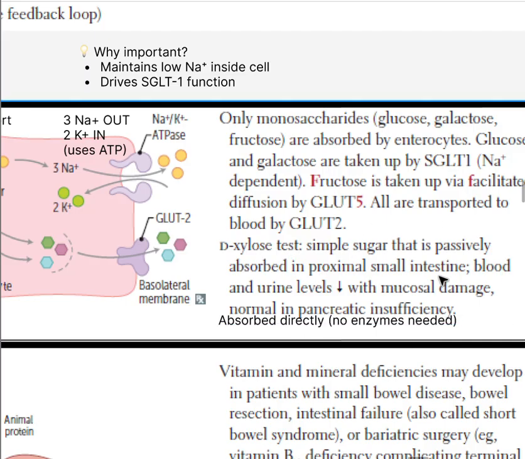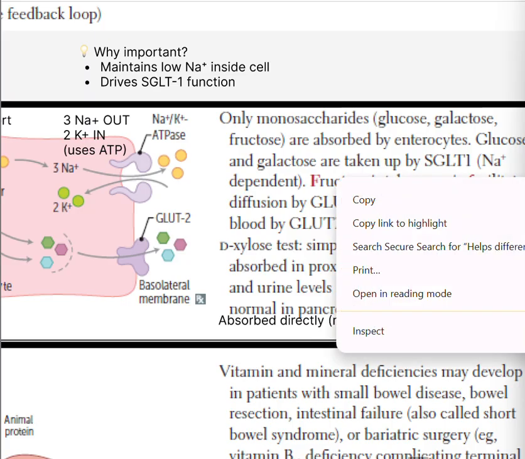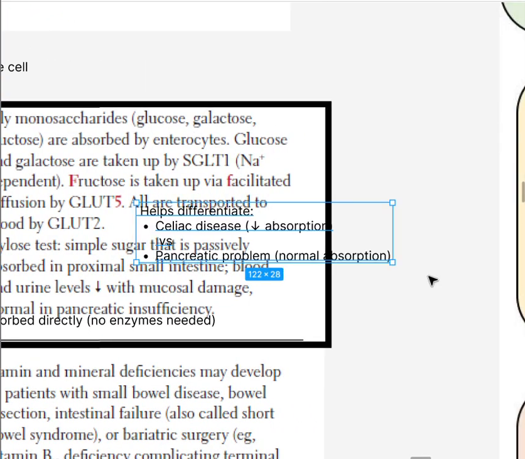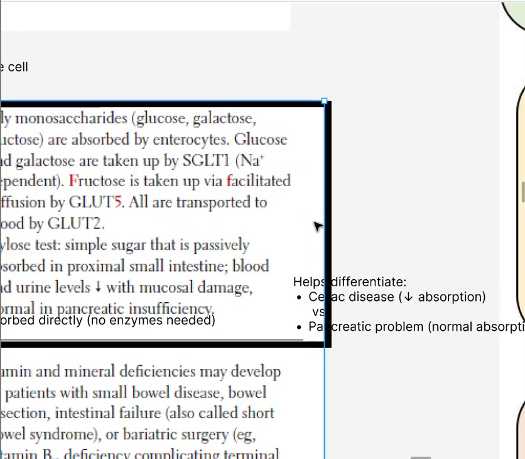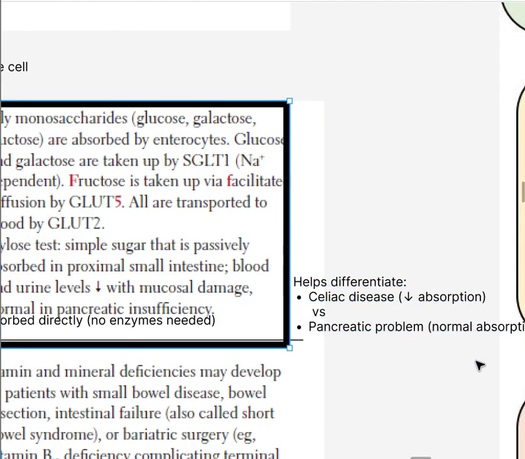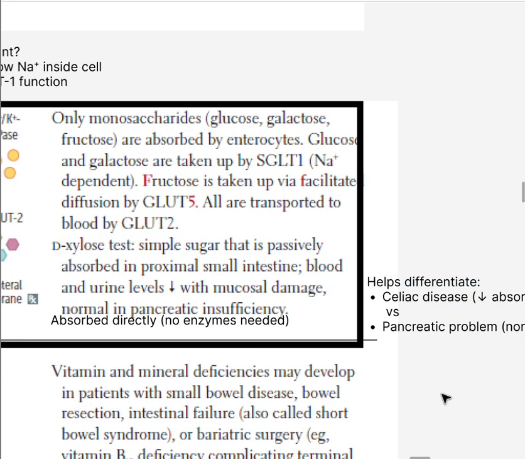So whenever you see a decreased level in the blood and urine of this D-xylose, you know there is intestinal mucosal damage. It's normal in pancreatic insufficiency, but if there's any intestinal mucosal damage, it's decreased. So it helps to differentiate between celiac disease and a pancreatic problem, which has a normal absorption mechanism. So whenever you have a celiac absorption problem, you will see that it's decreased. But whenever there's a pancreatic problem, the absorption is normal. So it helps you differentiate between the two.